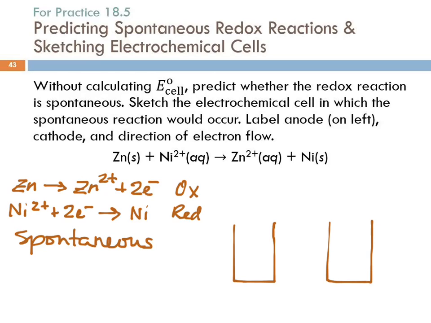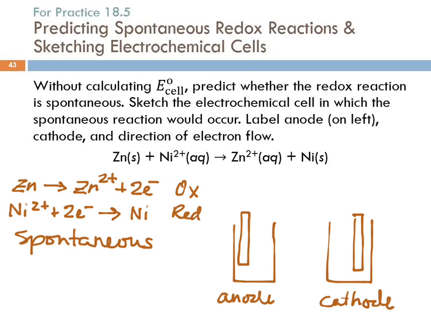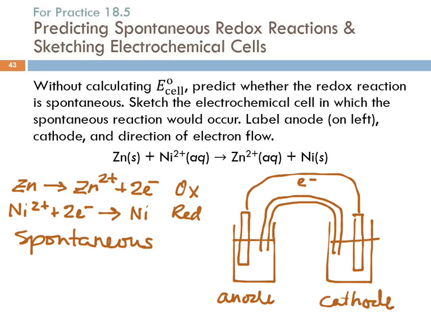So now we get to draw pictures. So we have 2 half cells. The anode on the left, the cathode on the right. They're in alphabetical order. So there we have our wire. We need a salt bridge. We need some liquid in here. And electrons are always going to go from the anode to the cathode. So that part is always going to be the same.